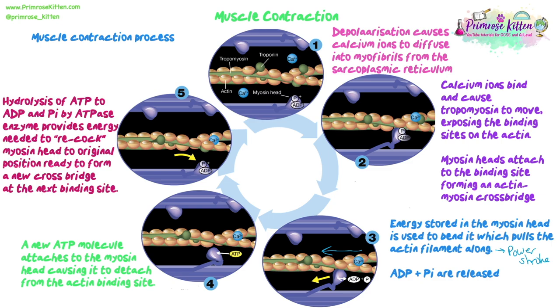The hydrolysis of that ATP to ADP and Pi by ATPase enzyme, or however you refer to this enzyme in your spec, but ATPase enzyme is normally good enough, provides the energy needed to re-cock the myosin head. That means to push it back down, ready to go again. It's already detached, but it needs to lay back down, and it's stored the energy then, like a spring being pulled back. It's ready to move back up and bind to the binding site. So it's gone back to its original position, and it's got that stored energy in the form of ADP and Pi stored there, ready to go again. And this can go round and round and round in cycles.